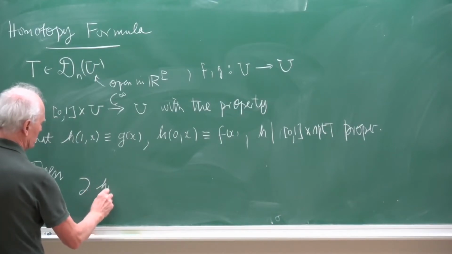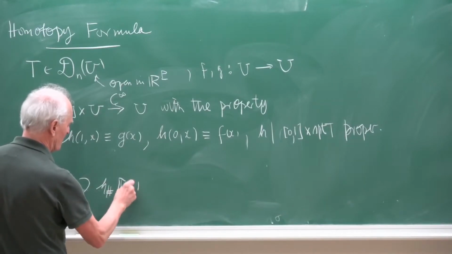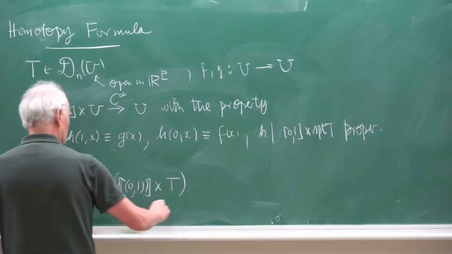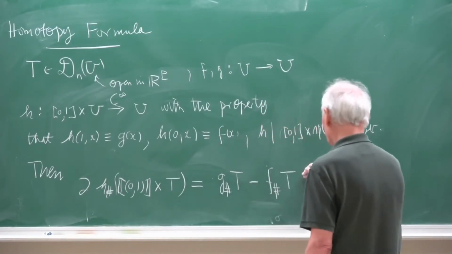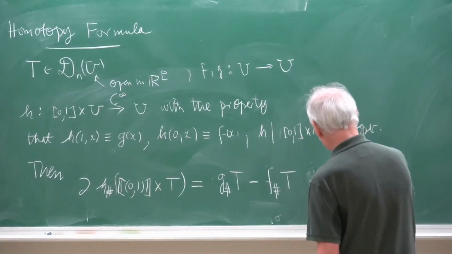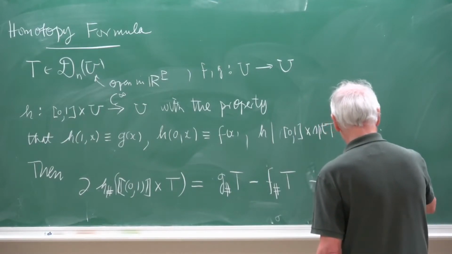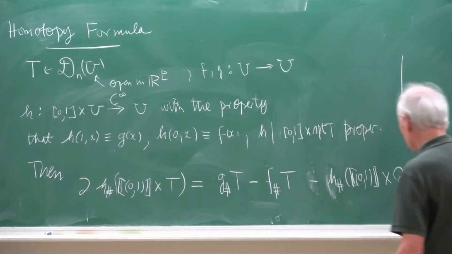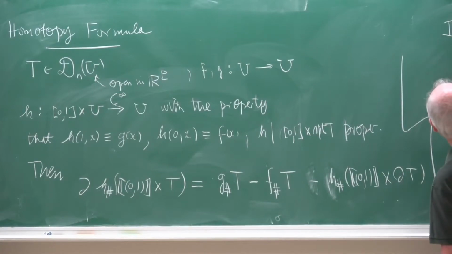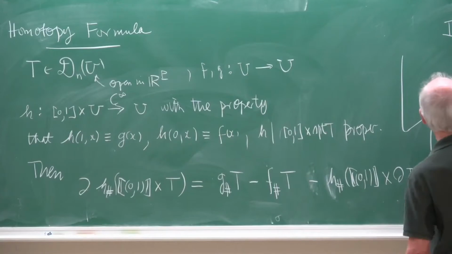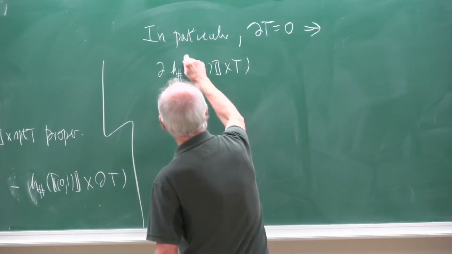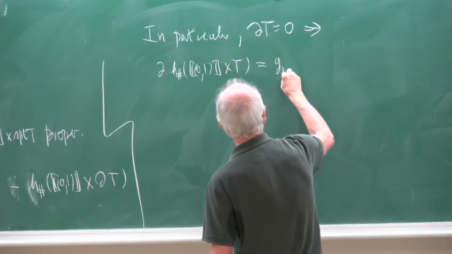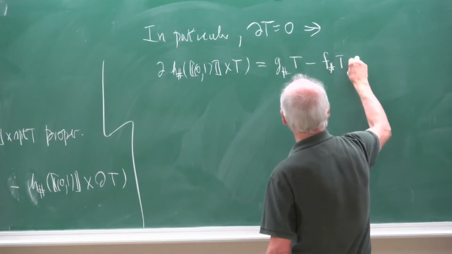the boundary of h sharp of 0, 1 cross T is equal to g sharp T minus f sharp T minus, rather, 0, 1 h sharp 0, 1 cross the boundary of T. And in particular, the boundary of T equals 0 implies that the boundary of h sharp of 0, 1 cross T is equal to g sharp T minus f sharp T. So that's the way to look at this.